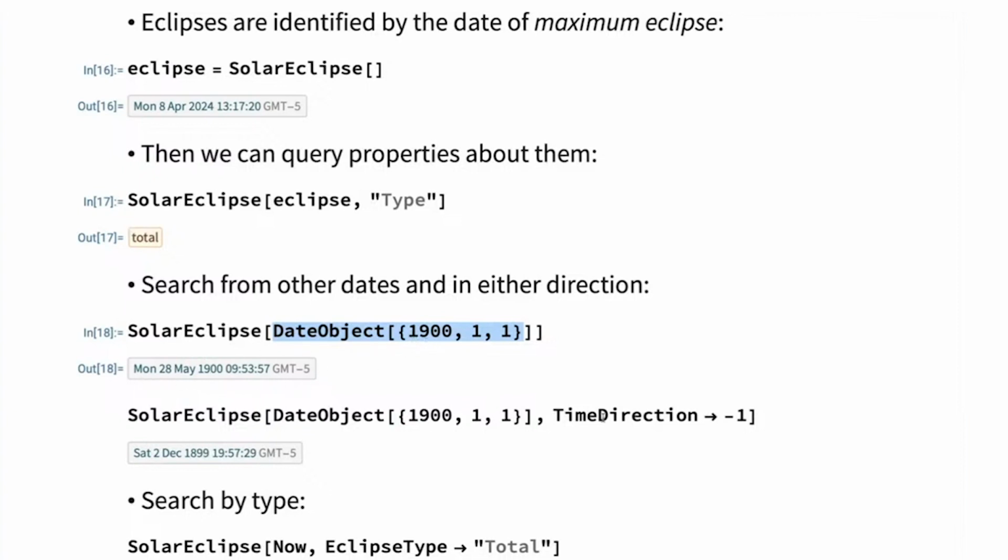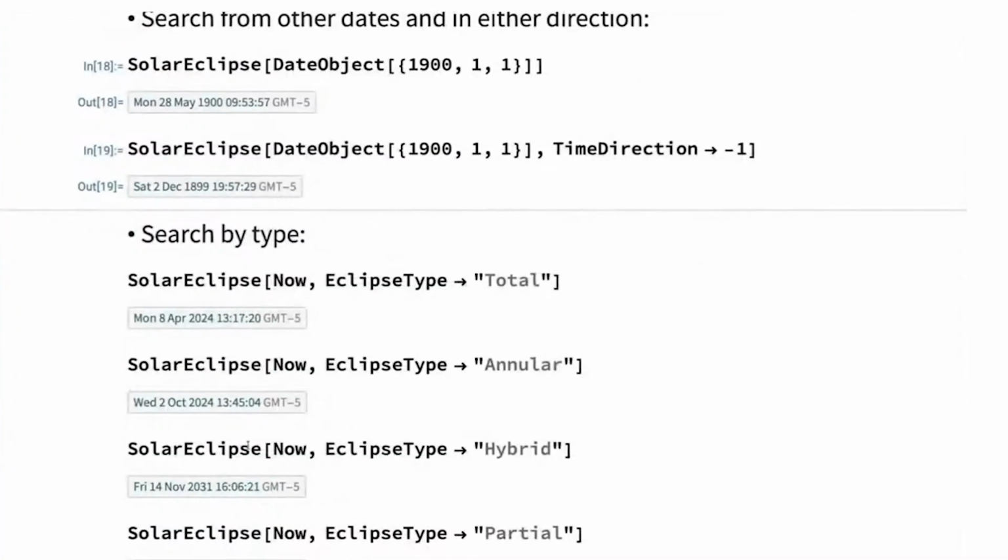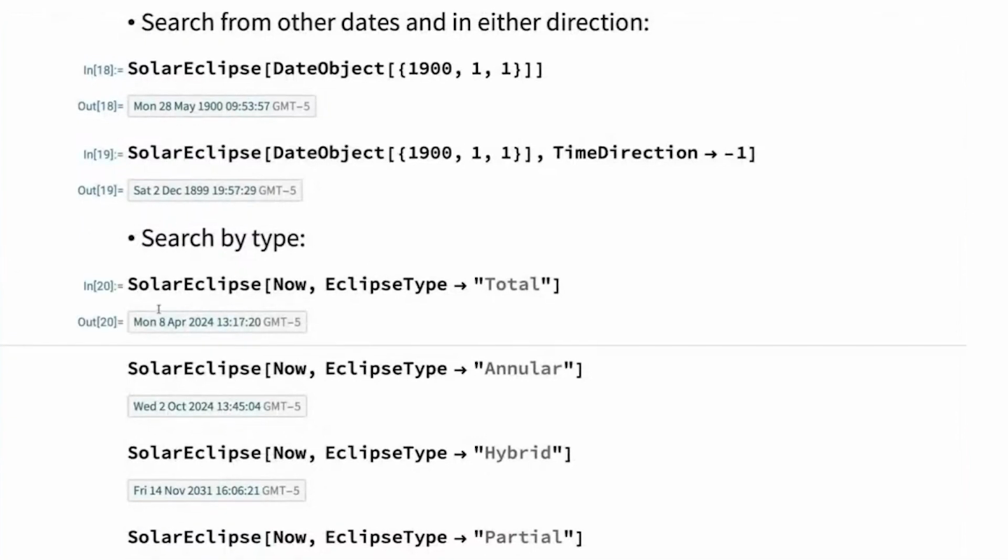We can also say, okay, look for the next eclipse in the opposite direction. So what's the previous eclipse before 1900? And we get that date. We can also search by type. So for example, what's the next eclipse from now of type total? Of course, it's going to be the next week. But what's the next annular eclipse from now? So that's going to happen later this year, right?